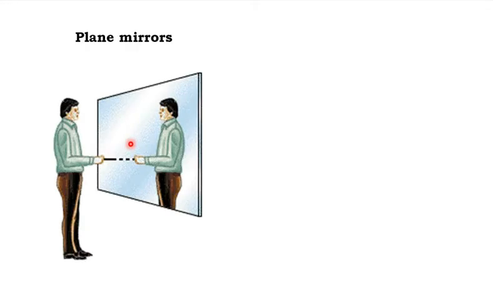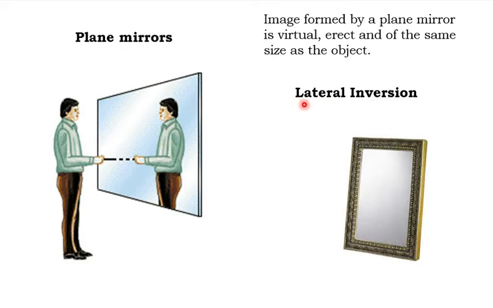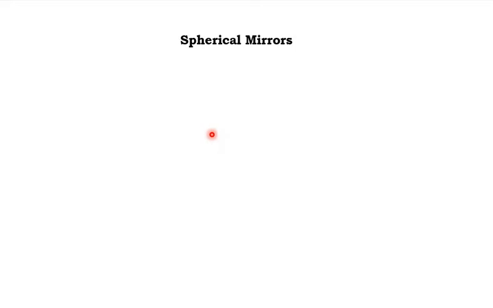Also let's talk about plane mirrors. Plane mirrors have this very important and peculiar property called lateral inversion. So ABC appears like this. It appears laterally inverted. Spherical mirrors. So we will study spherical mirrors in this topic.